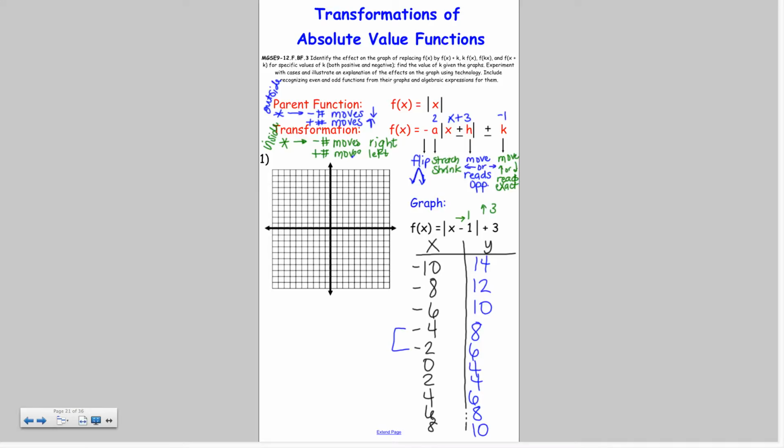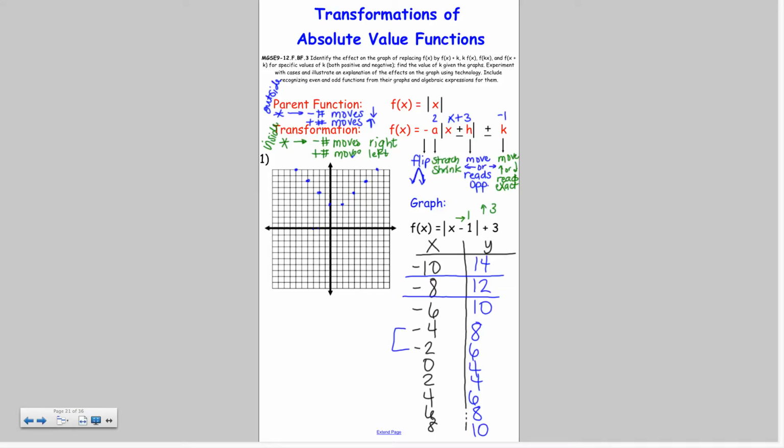Okay, now let's plot these points. We can't do this one because our graph doesn't go up to 14. Can't do this one because our graph doesn't go up to 12. -6, though, we can do. So -6 up to 10. -4 is 8. -2 is 6. 0 is 4. 2 is 4. 4 is 6. 6 is 8, and 8 is 10.